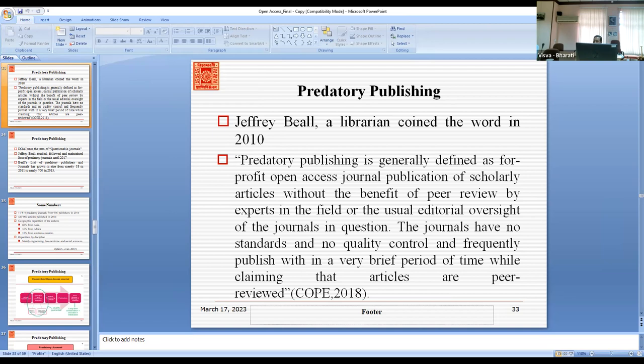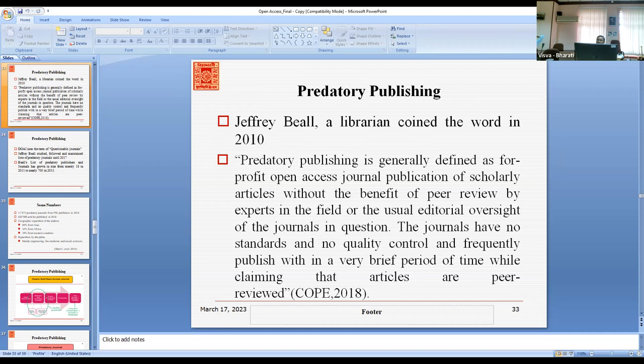The Committee on Publication Ethics defines what predatory publishing is. In 2018, they defined that predatory publishing is generally defined as for-profit, open access journal publication of scholarly articles without the benefit of peer review by experts in the field or the usual editorial oversight of the journals in question. The journals have no standards and no quality control and frequently publish within a very brief period of time while claiming that the articles are peer reviewed.